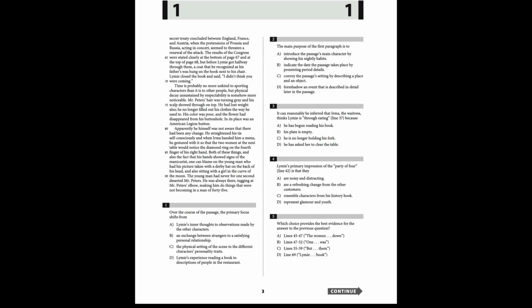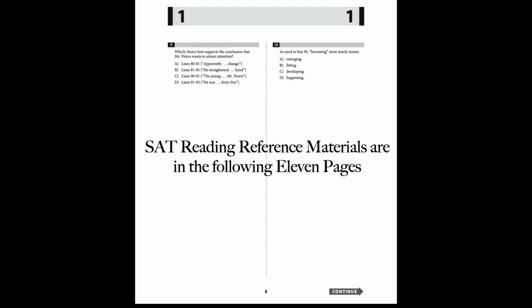And here we have the passage continued, and then you have the first 5 questions here. As you can see, you're going to be flipping back and forth in your test booklet, so you're going to have to get used to that. I'll explain the way that you can later on, but that's for later in the game. Here are questions 6, 7, and 8, and then finally we have questions 9 and 10. The next item in this video is going to be SAT reading reference materials. There are going to be 11 pages of them.